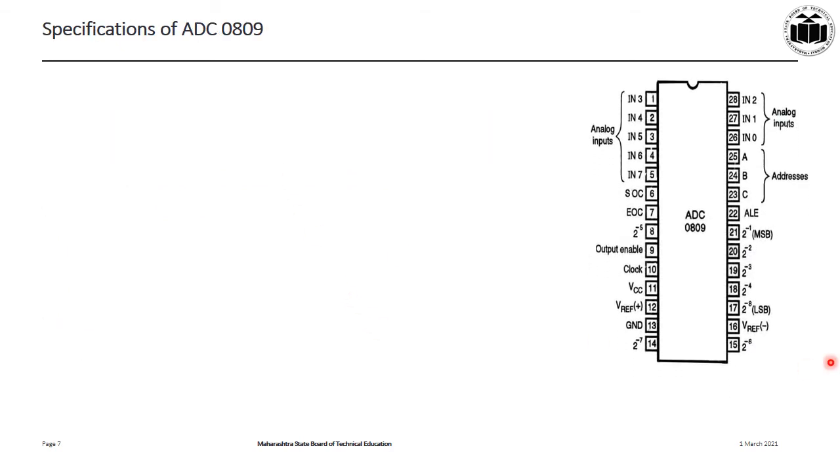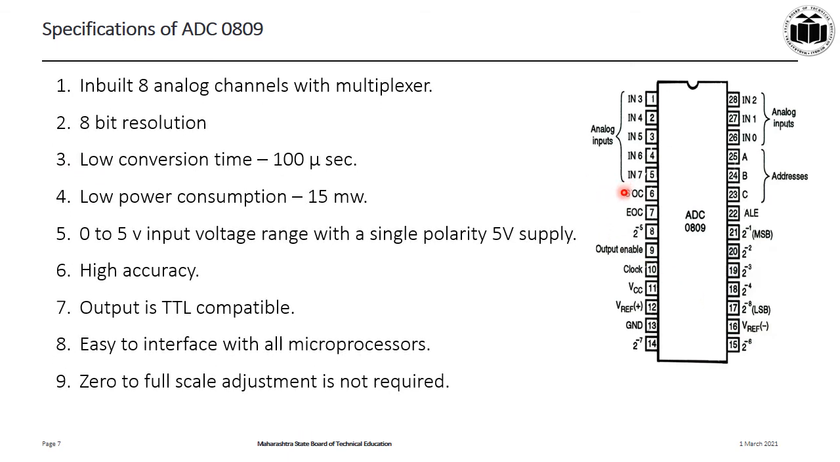Specification for ADC 0809. It is an 8 analog channel ADC with multiplexers. So these are the 8 analog inputs. It has 8-bit resolution. It has low conversion time of 100 microseconds, low power consumption of 15 milliwatts, then 5 volt supply voltage, single polarity.